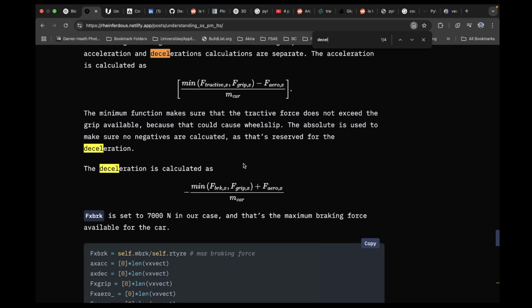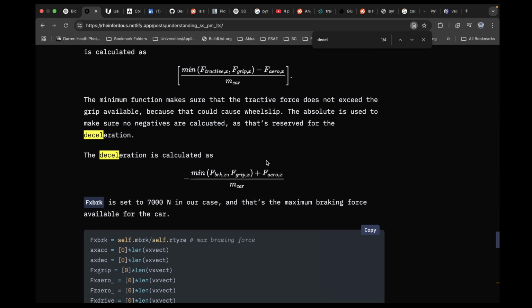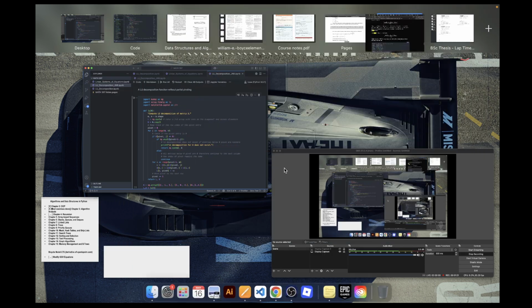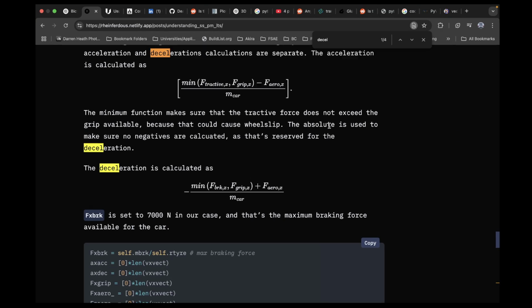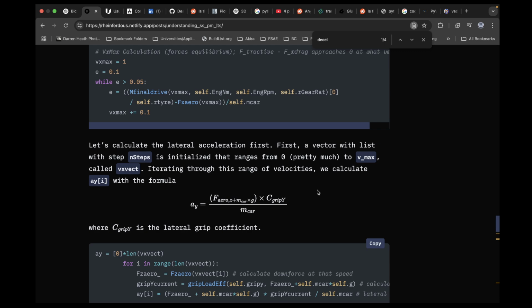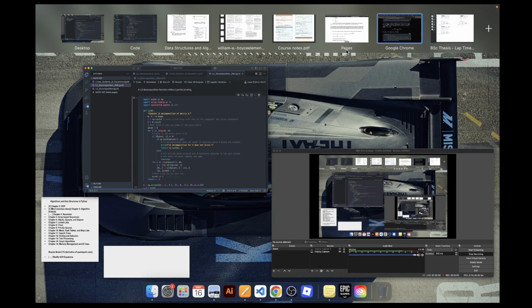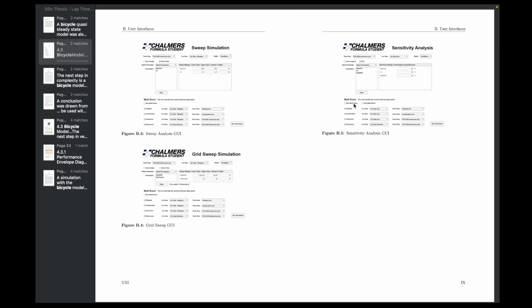So we have to do the same for the deceleration. As you can see, it's a slightly different formulation. So that's on the to-do list for tomorrow: calculating the longitudinal deceleration. And then we also have to calculate the lateral acceleration, which should not be as problematic because I don't think we have to use an optimization routine.